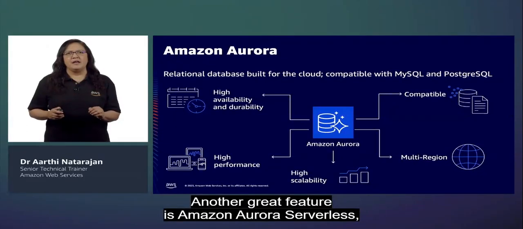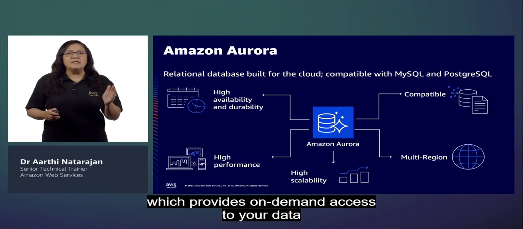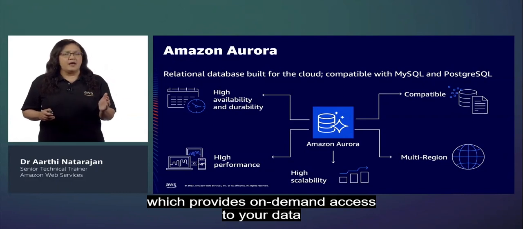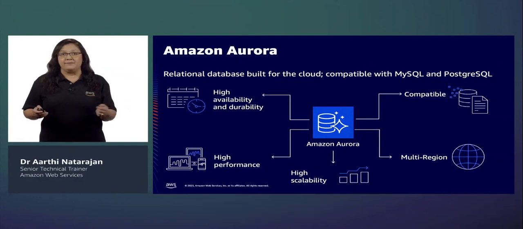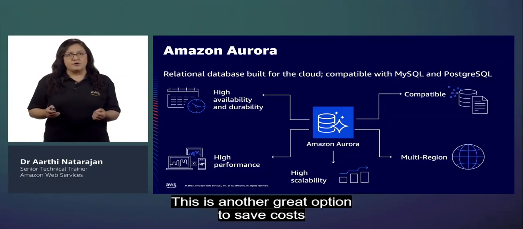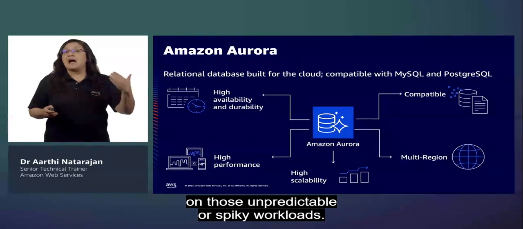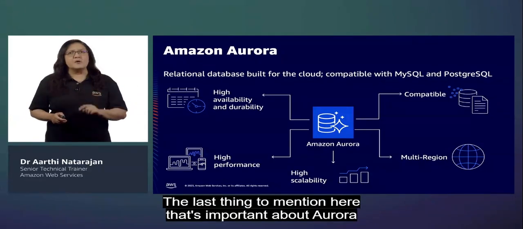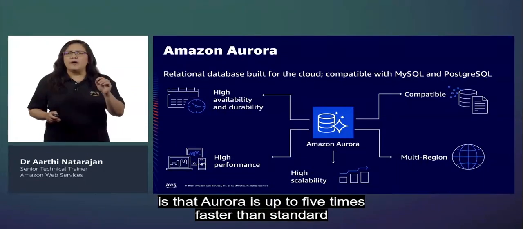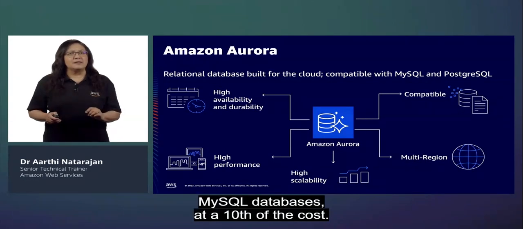Another great feature is Amazon Aurora Serverless, which provides on-demand access to your data with automatic startup, shutdown, and scaling. This is another great option to save costs on those unpredictable or spiky workloads. The last thing to mention here that's important about Aurora is that Aurora is up to 5 times faster than standard MySQL databases at 1/10 of the cost.